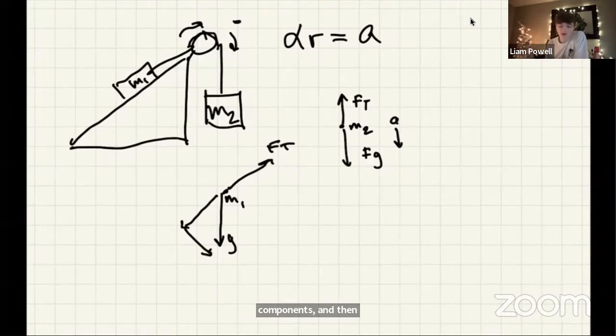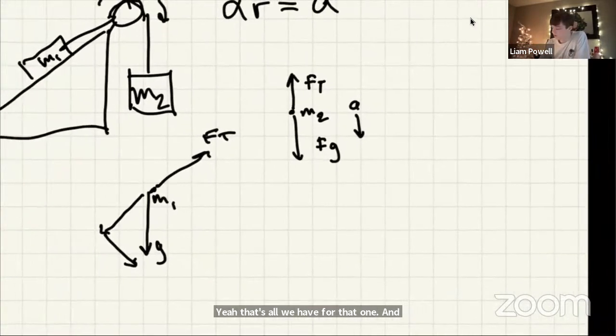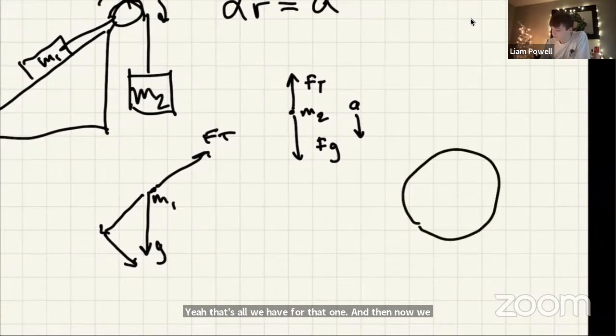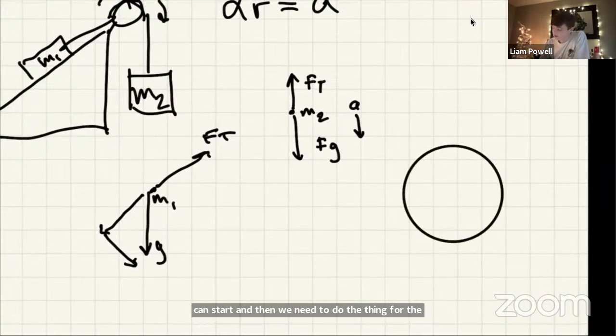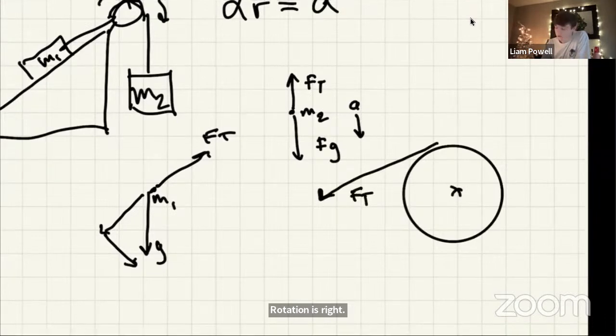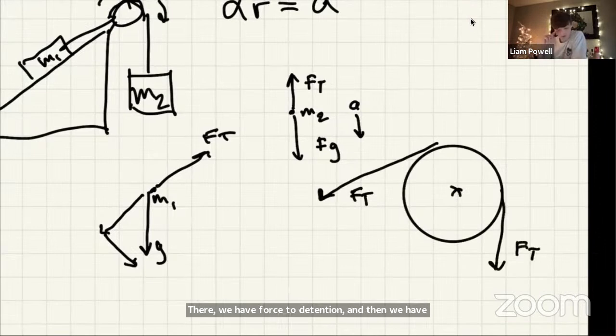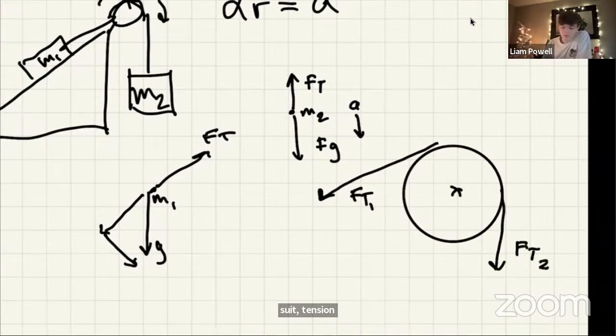And now we need to do the diagram for the pulley. That is the force about the center of mass, and the axis of rotation is right there. We have force due to tension, force of tension 1, and force of tension 2. And this is rotating this way.